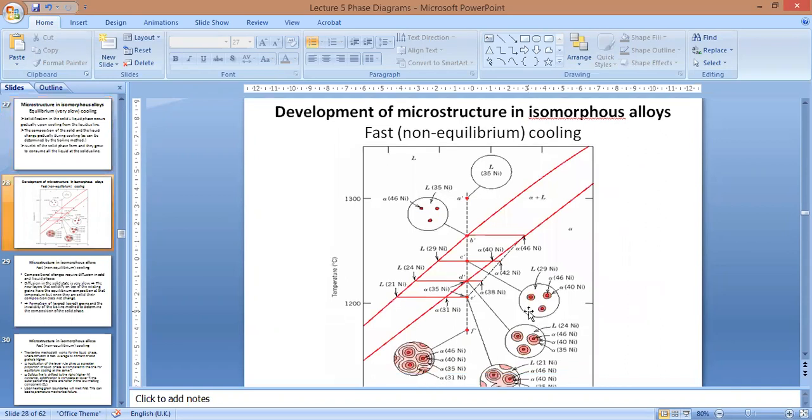So now we move on to what is known as fast or non-equilibrium cooling. We're going to look at the development of the microstructure in such isomorphous alloys that are cooled real quick, or non-equilibrium. This is a situation that we see in industry. For the industry, we usually just use fast cooling or non-equilibrium cooling. So same points as earlier, but we're just going to have some bit of variations in the microstructure.